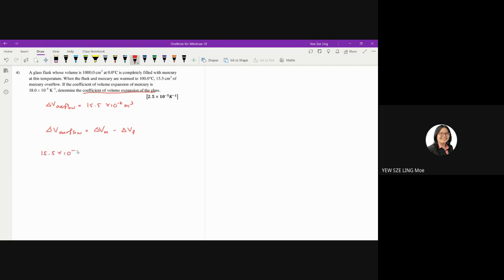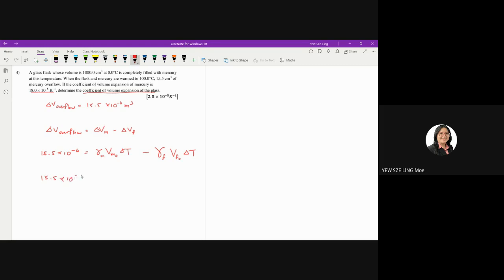15.5 times 10 to the power of negative 6 equals delta Vm. So what is the equation for delta Vm? It is gamma m times the initial volume of m times delta T, and then minus gamma of the flask, times V flask initial, times delta T. Next step, I'm just going to expand the equation.